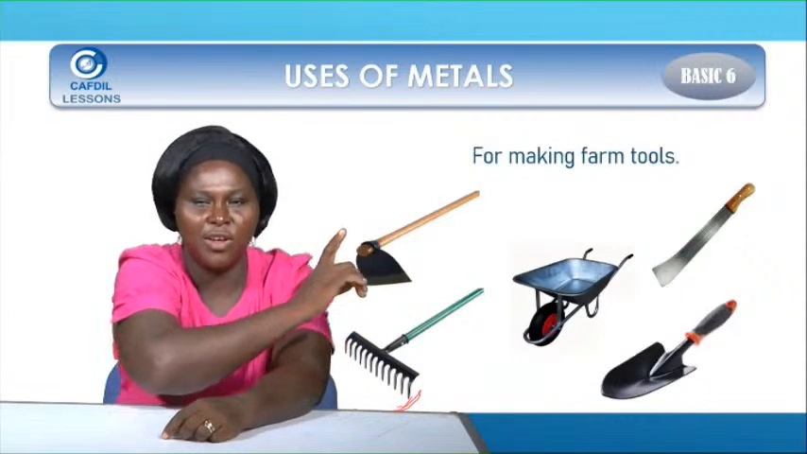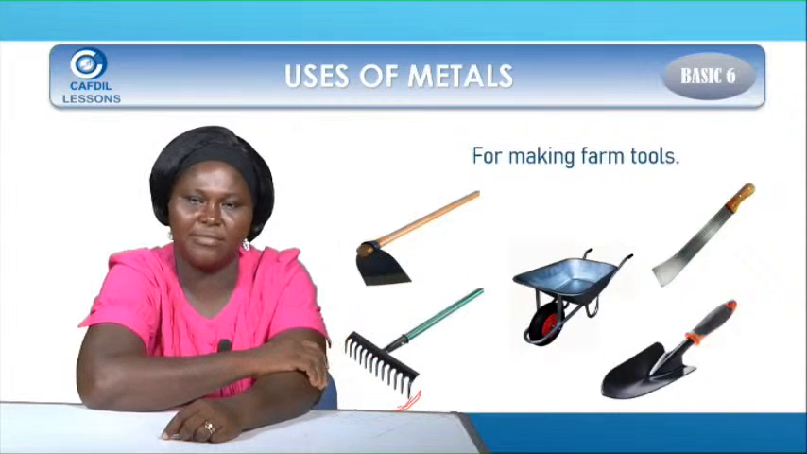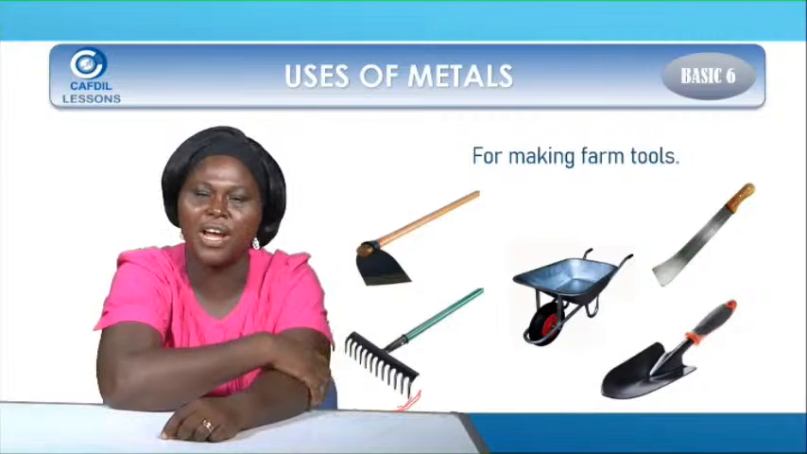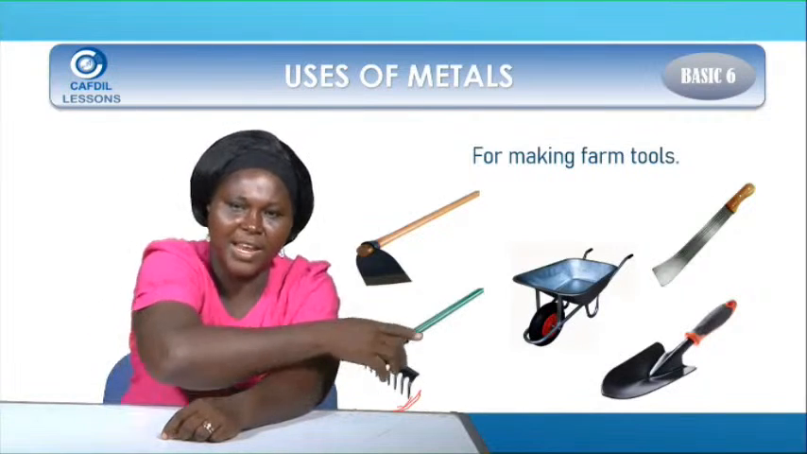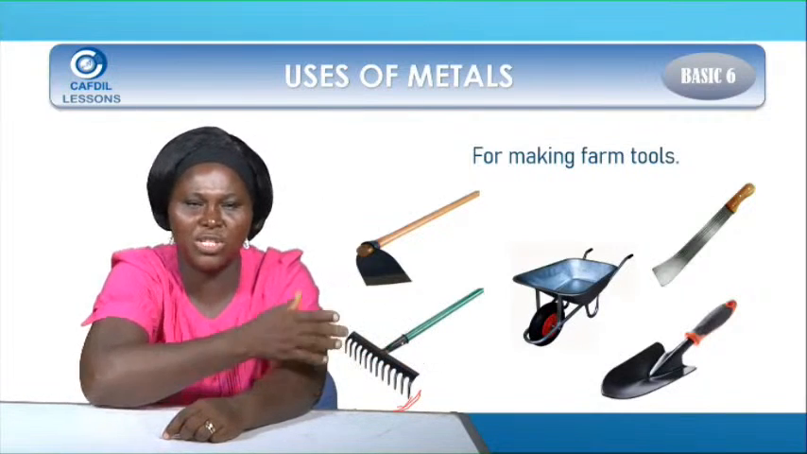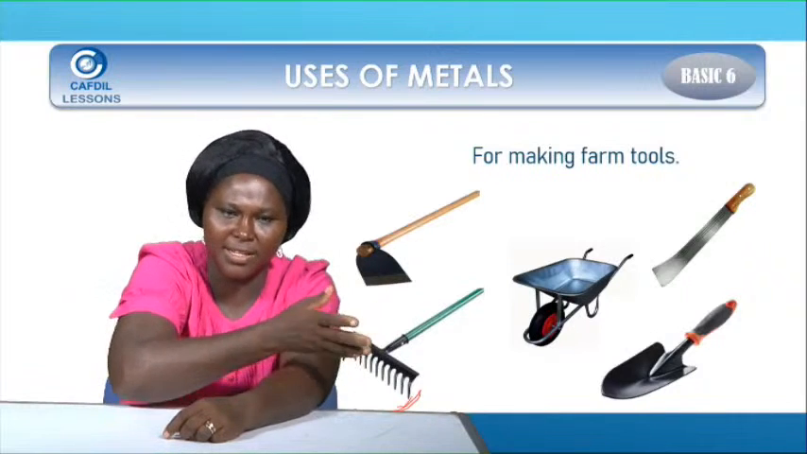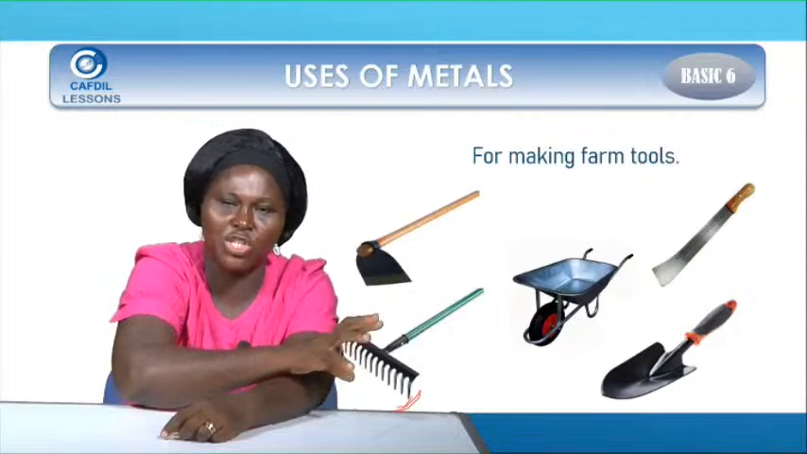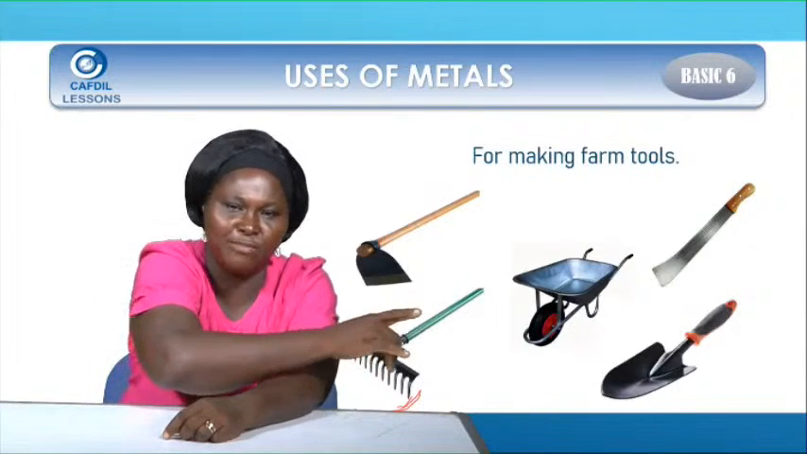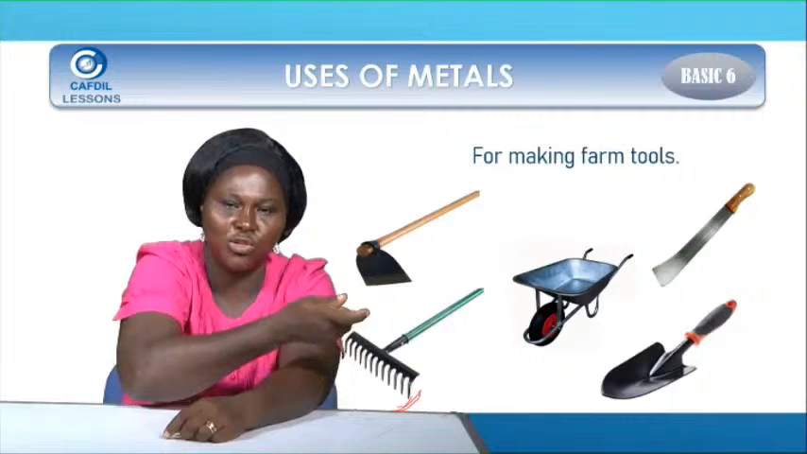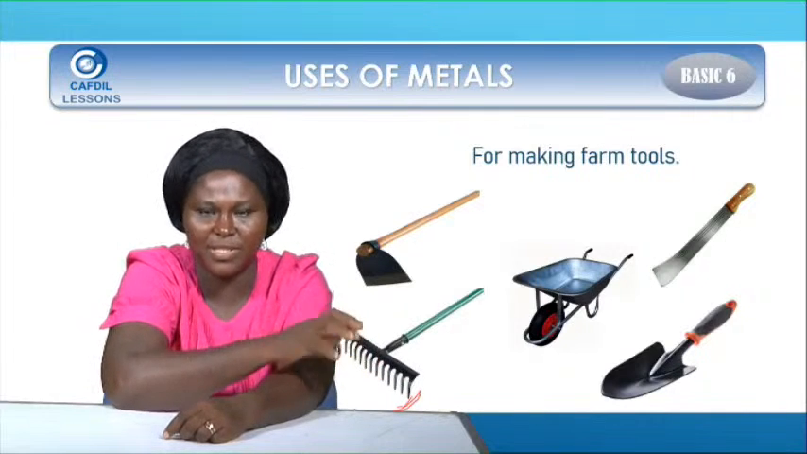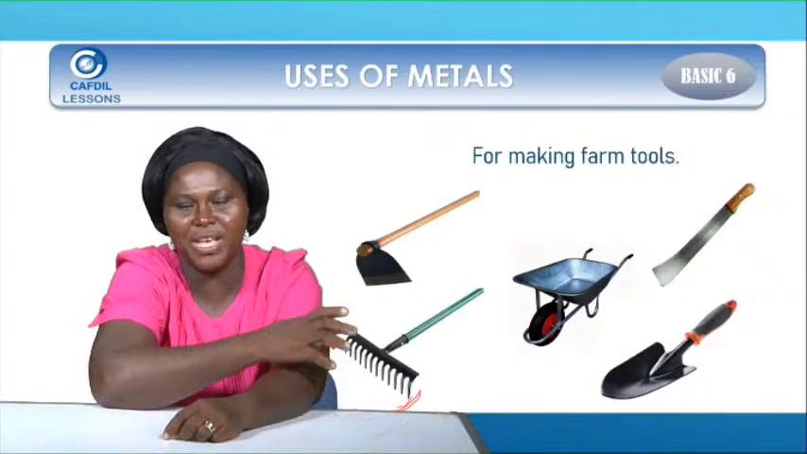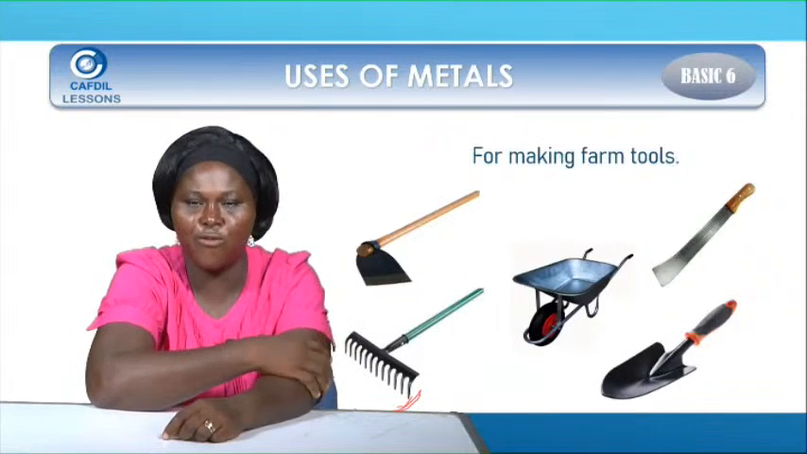We use the cutlass to weed. We use it to cut so many things on our farm. And the hand trowel, we use it to turn the soil upside down. When we add fertilizer or manure to the soil, we use the trowel to turn the soil upside down. So metals are used for making farm tools.